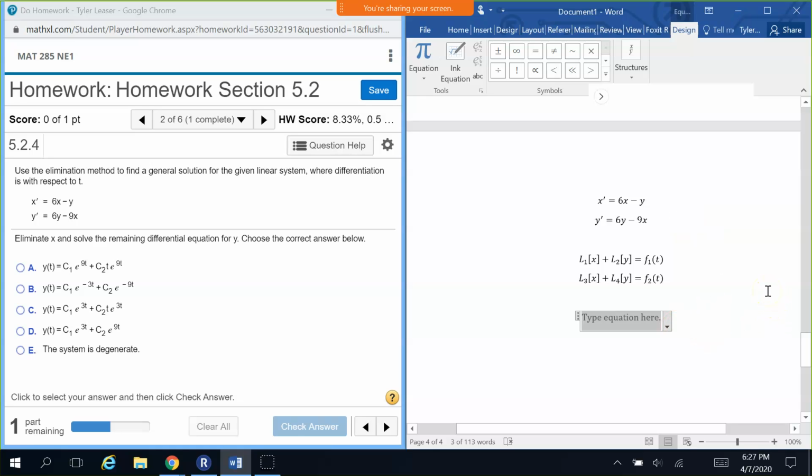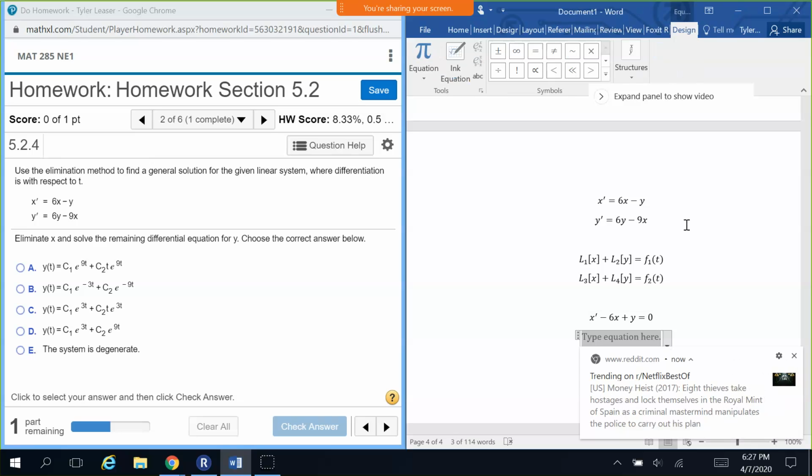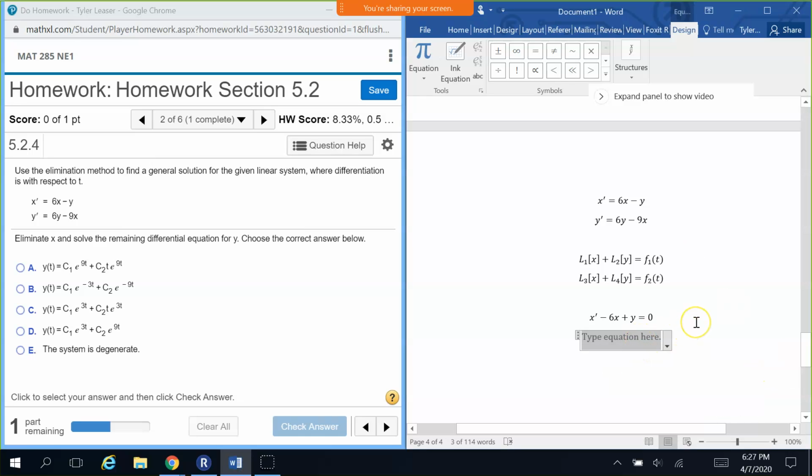All right, so to rewrite these, I'm going to combine everything that has an x in it together, everything that has a y in it, and then move all the stuff that does not have an x or y over to the right-hand side. So this first equation I'm going to rewrite as x prime, subtract the 6x over, and add the y over, is equal to 0. Same thing with the other one. I'm going to add the 9x over to get all the x's together, plus we're going to have a y prime, and then negative 6y, is equal to 0.